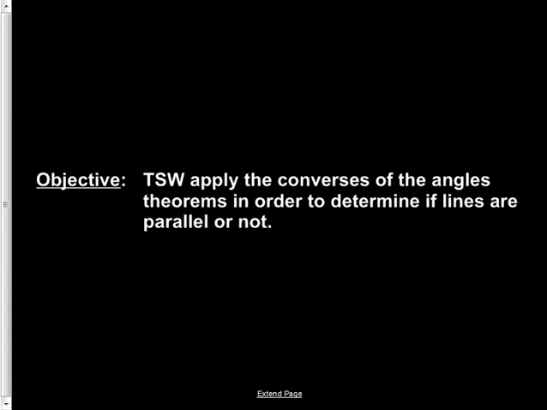Okay. Our objective for Monday will be: the student will apply the converses of the angles theorems in order to determine if lines are parallel or not. Again, I anticipate these being the notes for Monday. That would be October the 21st. Copy your objective and the date. Anytime you need more time, just press pause, and then hit play when you're ready to move on.